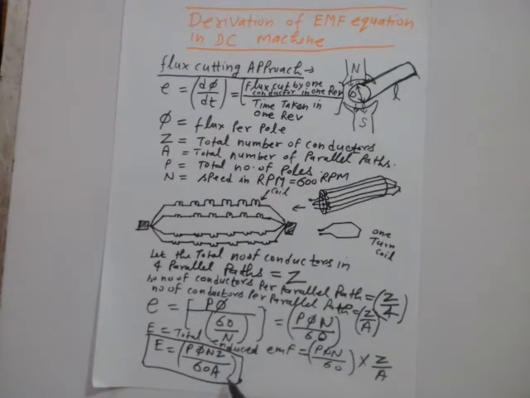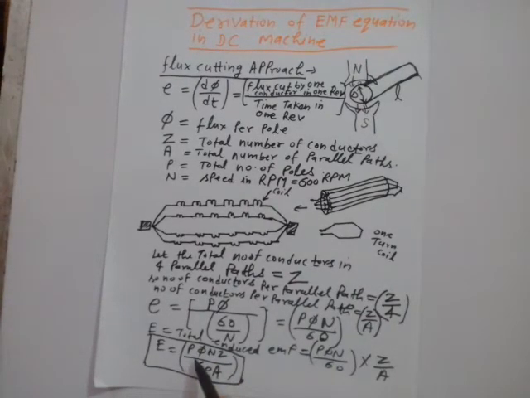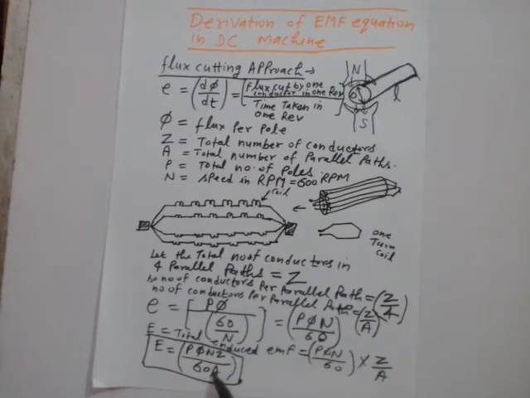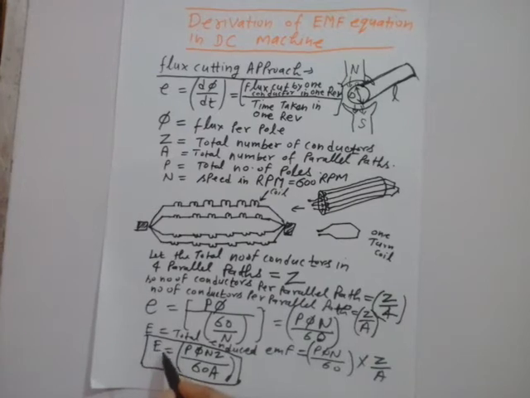Because construction is the same for DC generator and motor. So P is once again the total number of poles, phi is the flux per pole, N is the revolution per minute speed, Z is the total number of conductors, and A is the number of parallel paths. You understand now? If it is induced EMF for a generator, you write E suffix G, and if it is for a motor, you write E suffix M.